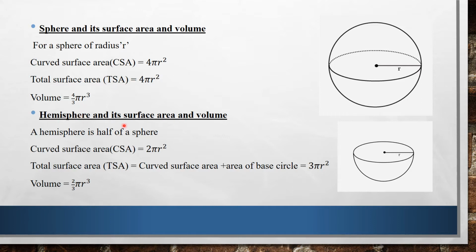Hemisphere and its surface area and volume. A hemisphere is half of a sphere. Therefore, CSA is equal to half of 4 pi r square, which is equal to 2 pi r square. Total surface area is equal to curved surface area plus area of the base circle, and the answer will be 3 pi r square. Volume is equal to 2 by 3 pi r cube.